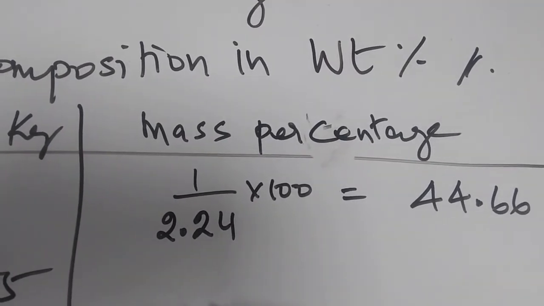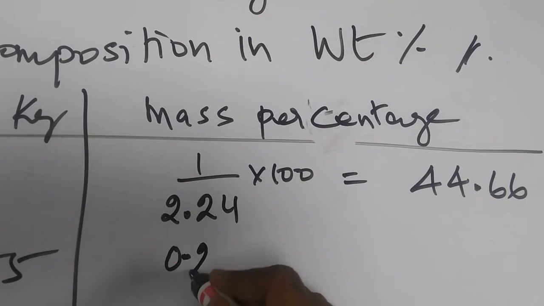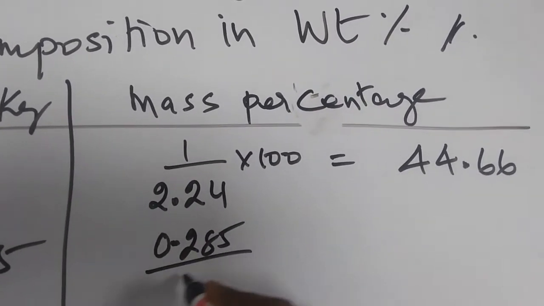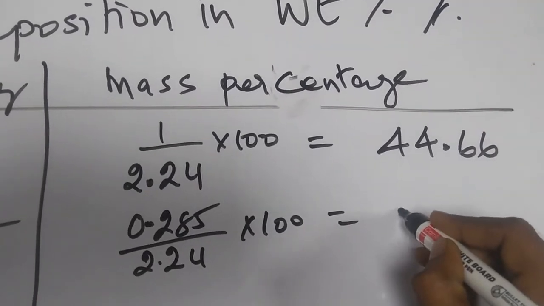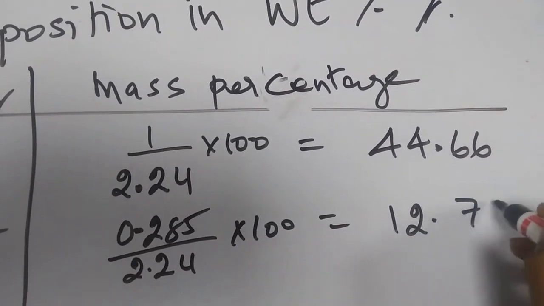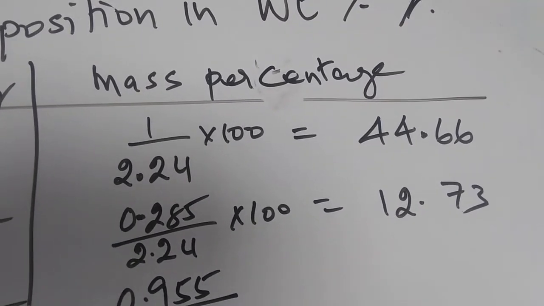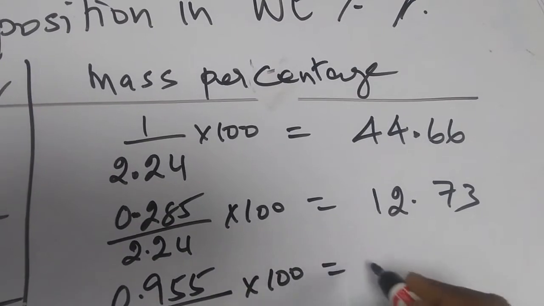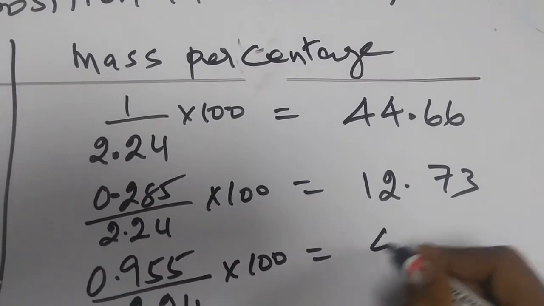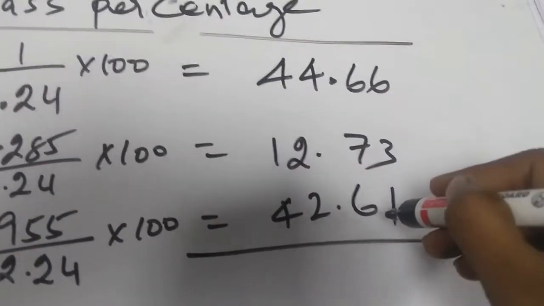44.66. Okay. So next value is 0.285 divided by 2.24 into 100. How much? 12.73. Only 0.955 divided by 2.24 into 100. How much? 42.61. How to cross verify our values are correct?